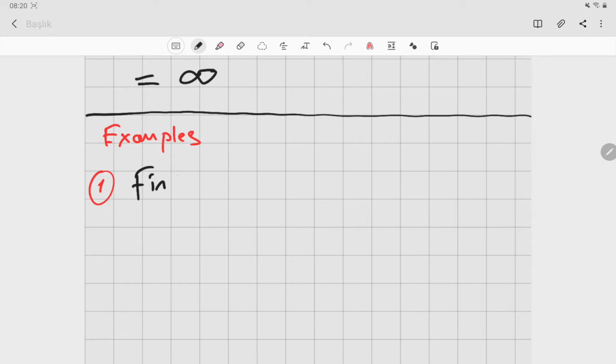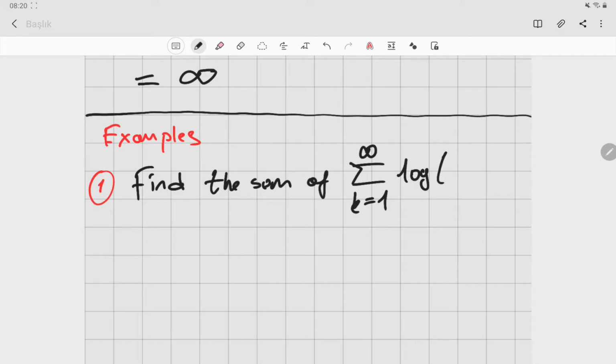Find the sum from k equals 1 to infinity of logarithm of 1 plus 1 over k. Okay, this is our problem.